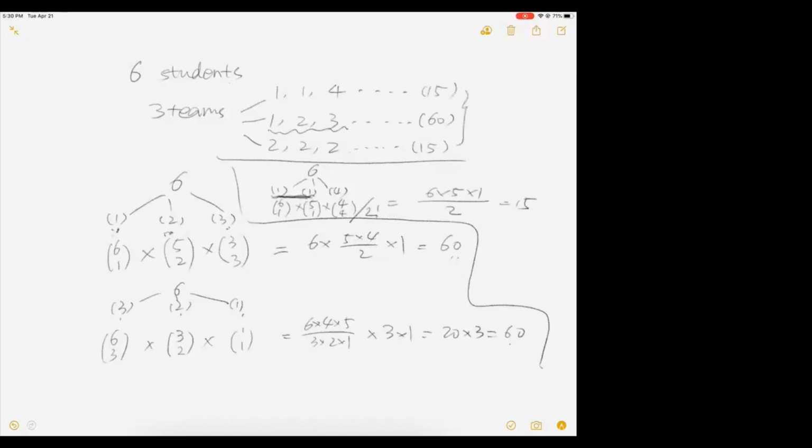Add them up, we're getting 90. So in total, there are 90 ways to separate 6 students into 3 teams, regardless of team size.